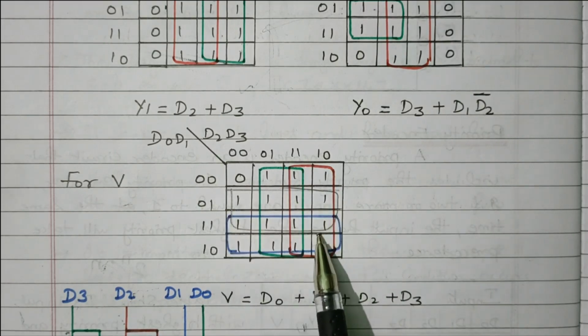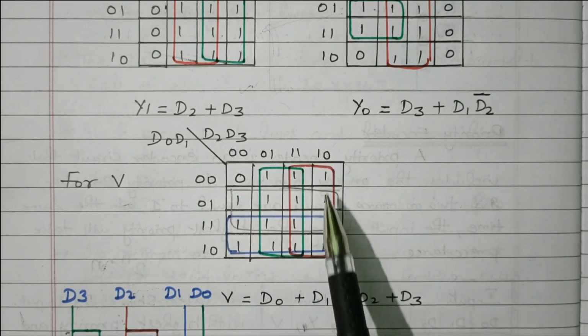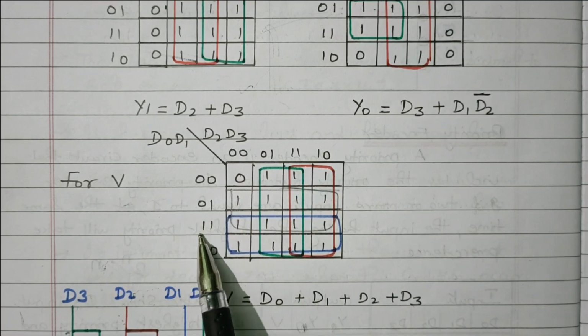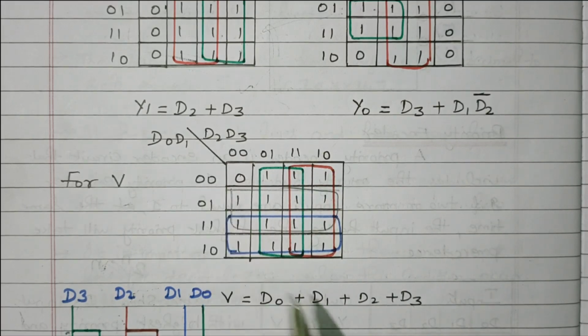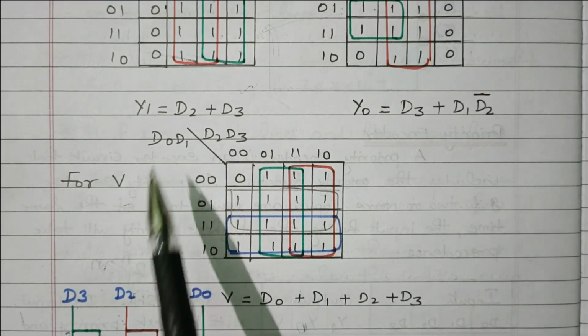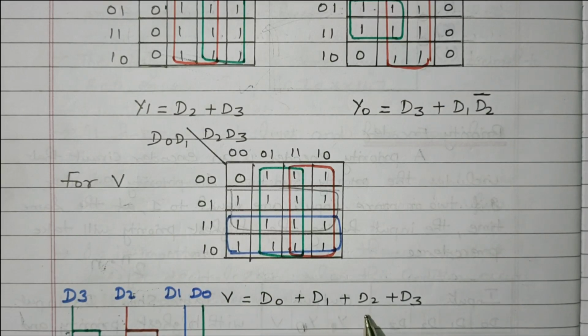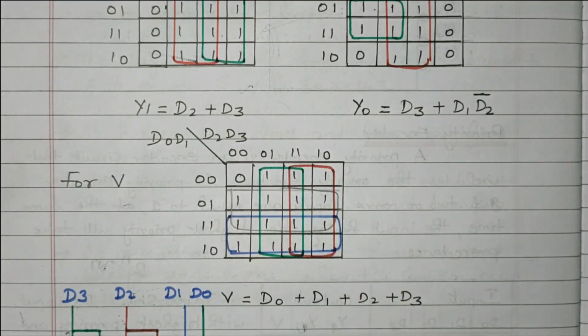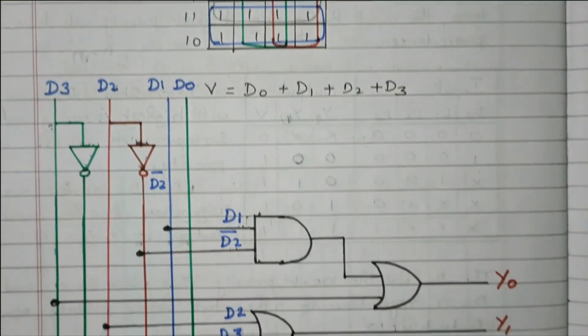Now these 8 cells. These 8 cells mean the corresponding columns are cancelled. You only have to refer to the second row and third row. 0, 1, 1, 1. This 0 and 1 will be cancelled. Only this 1 is there. This 1 means D1. Now verify these 8 columns. The corresponding columns will be eliminated. You have to refer to the third row and fourth row. 1, 1, 1, 0. This 1 and 0 will be cancelled. Only this 1 is there. This 1 means D0. So D0 plus D1 plus D2 plus D3. Now we got the expression for Y1, Y0 and V. That can now be implemented with the logic gates. Right. Now we'll see the logic gates.